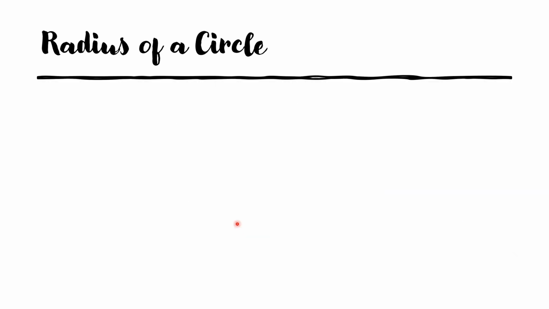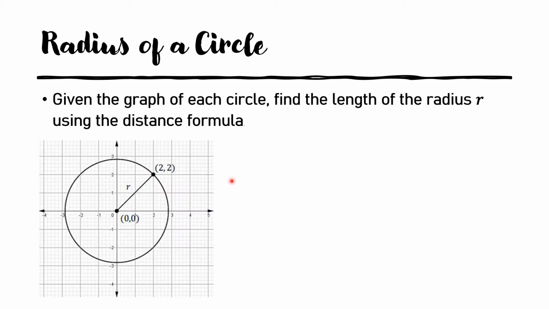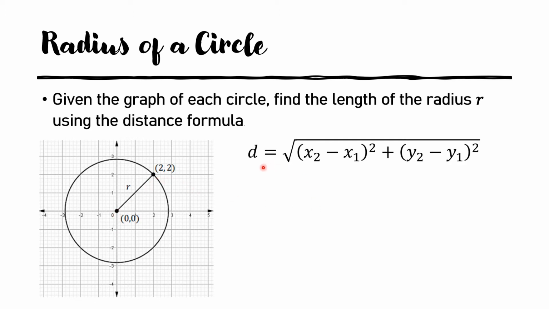First, we need to have a recall on how to get the length of the radius using the distance formula if the circle is plotted on a Cartesian plane and its center is on the origin. So here we need to check the length of the radius from point (0, 0) to point (2, 2) using the distance formula. Distance formula is d equals the square root of (x sub 2 minus x sub 1) quantity squared plus (y sub 2 minus y sub 1) quantity squared.